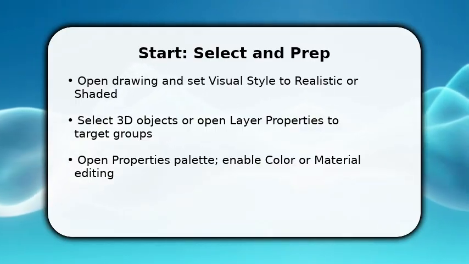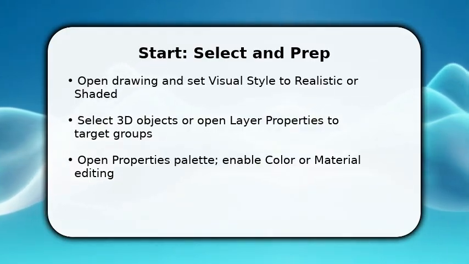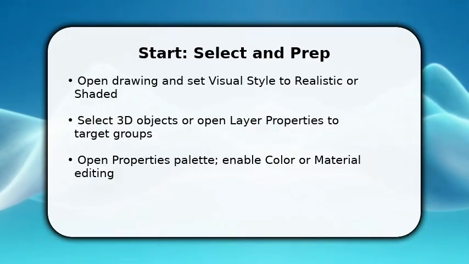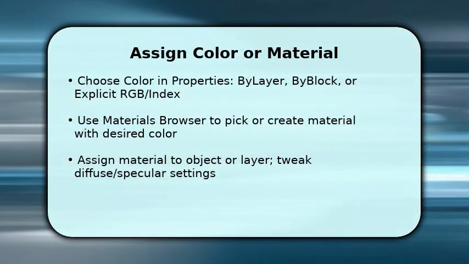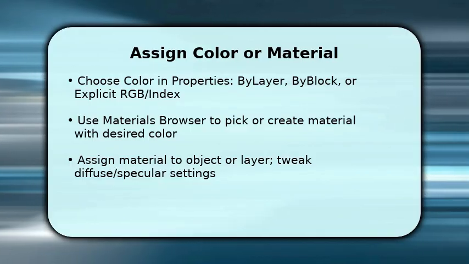Once chosen, you'll switch the color mode to by entity or assign a material. Those are the first actionable steps to alter appearance. Now you decide whether to use color or a full material. If you need a simple color change, set color and properties to an explicit RGB or index value. This is fast and layer independent.